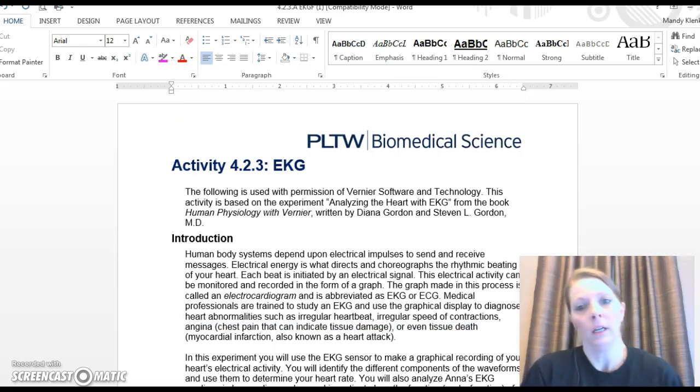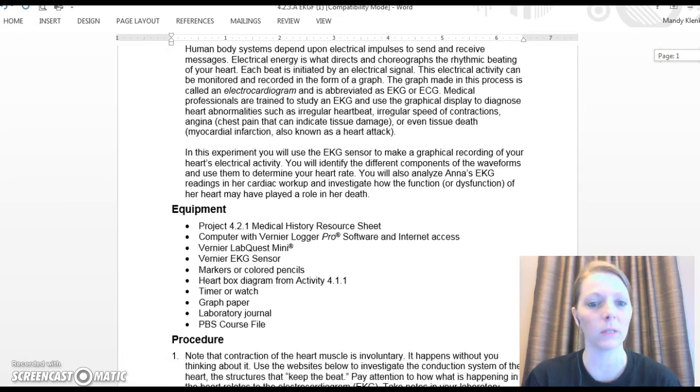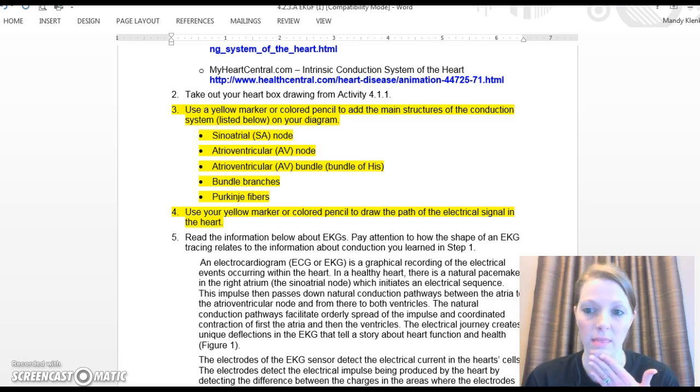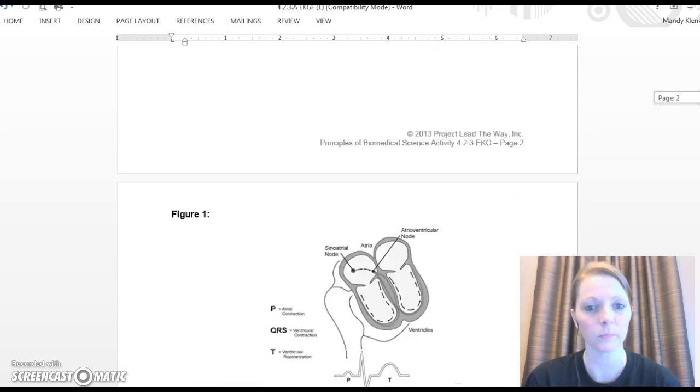So let's get this switched. All right, on the EKG, you guys should have done quite a bit of your research by now. You should be pretty well set. Let's just go over what you should have done. You should have the heart diagram that you have labeled all of these structures. This is in part 1, step 3. You should have all of these labeled on your heart diagram. You should show the path of the electrical signal. That should be on your heart diagram as well. Make sure you understand what those structures are and what they do.